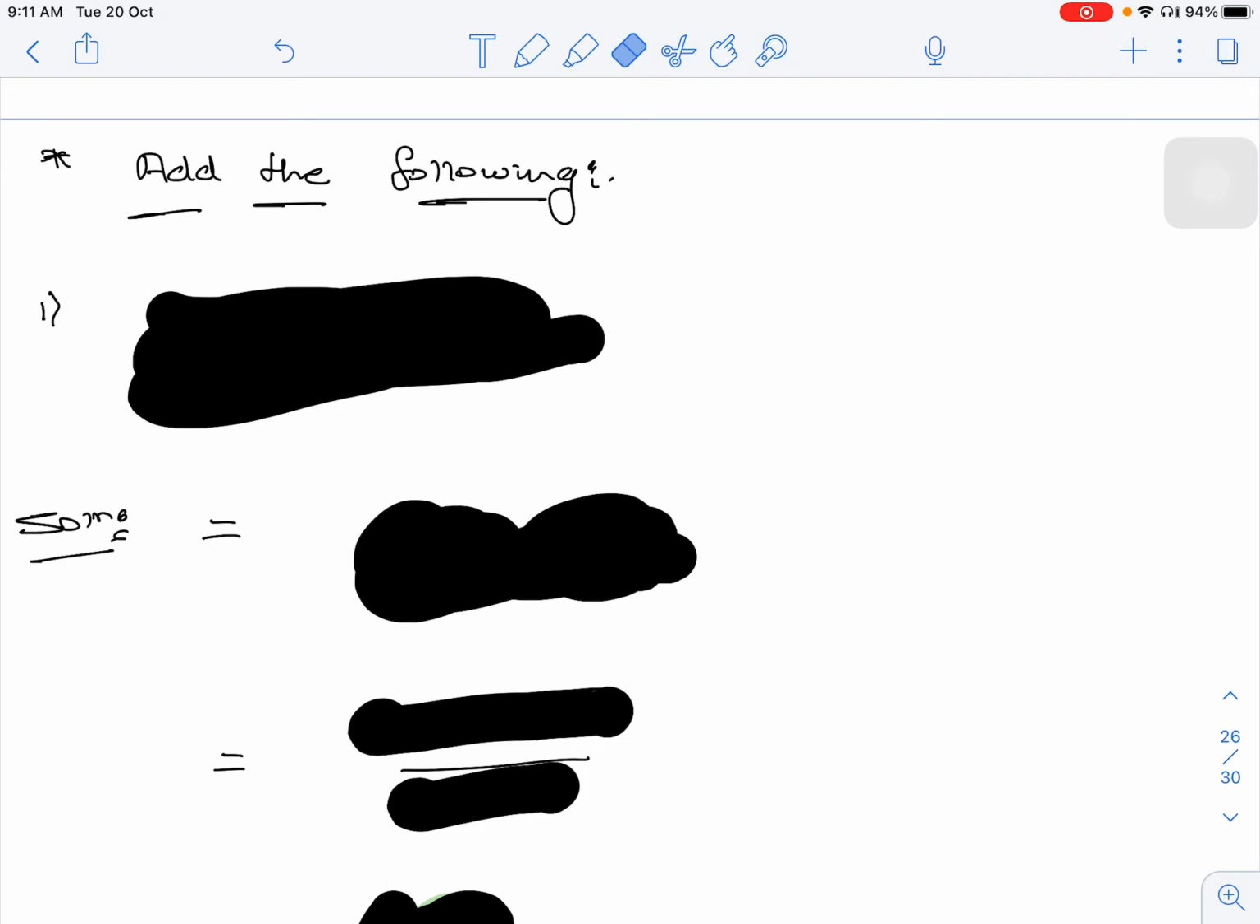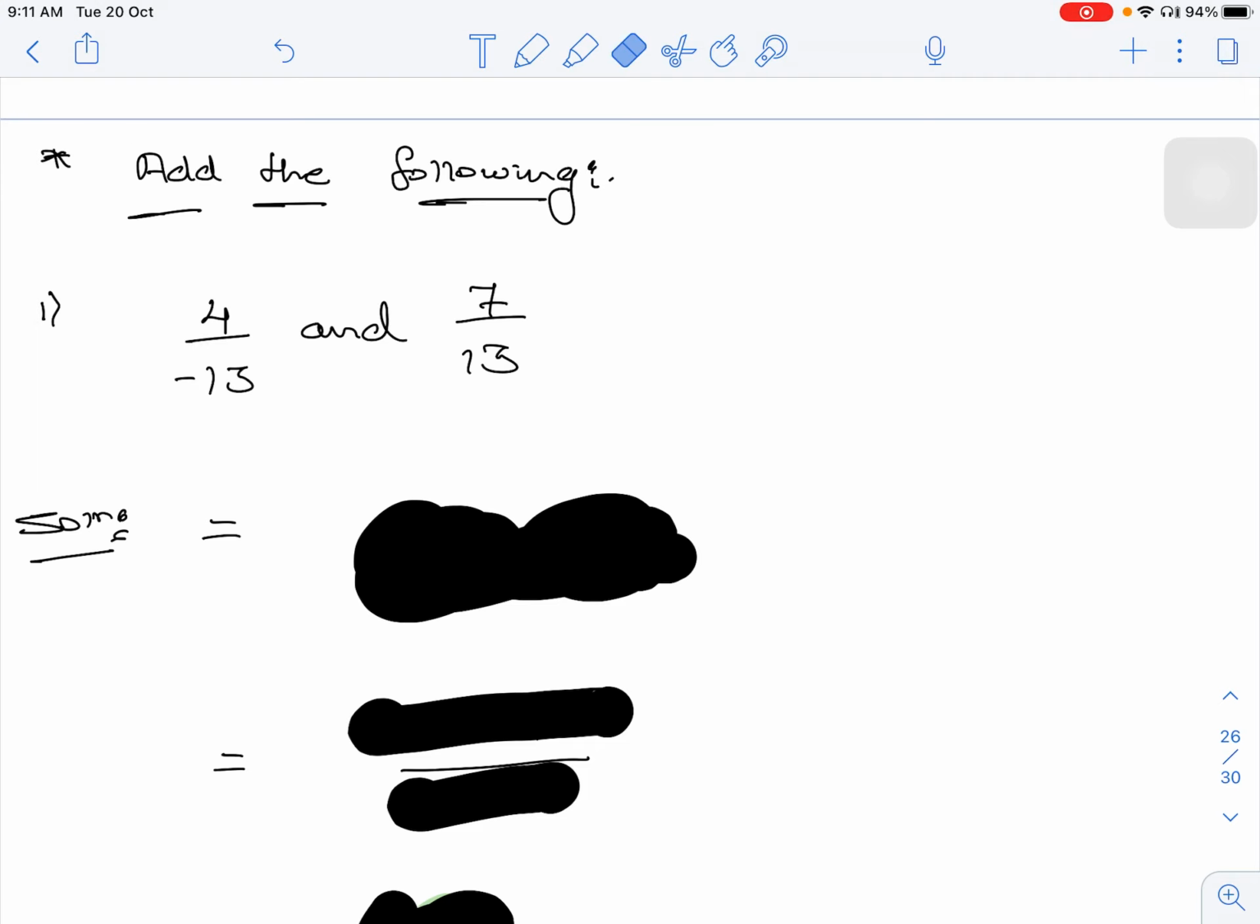So here we have our first example, that is add the following. In our first example we have to add 4 upon minus 13 and 7 upon 13. Now, for addition of rational numbers, one thing is necessary: both the numbers should have the same denominator. Right now they both have the same denominator, so we can add them.